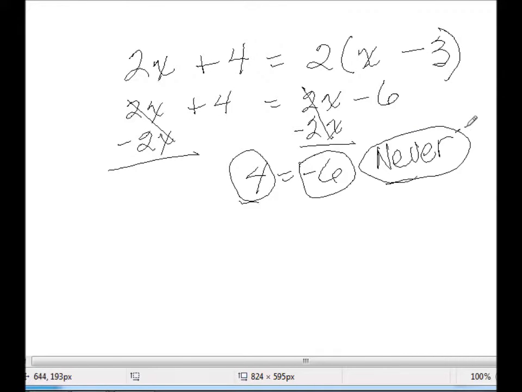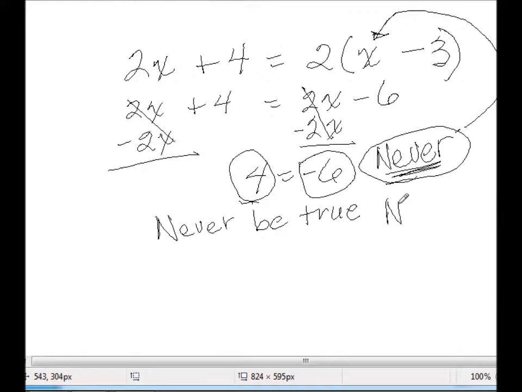That means that this thing right here, this equation up here, can never be true, because it will only be true if 4 is equal to -6, which can't be. So if you bump into something like this where the x's completely drop out, and it turns out to be a false statement that will never be true, you write down no solution to this. Got that?